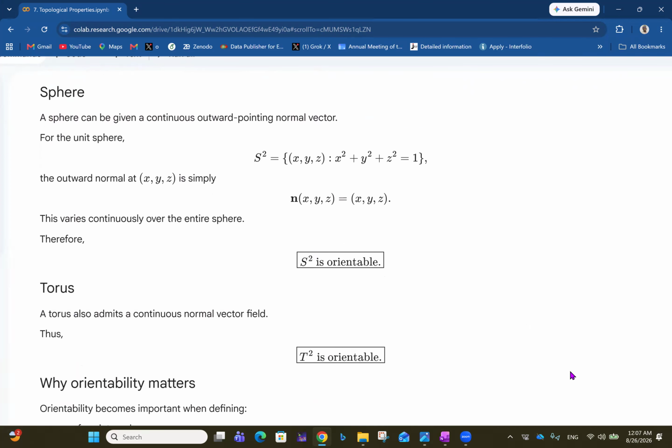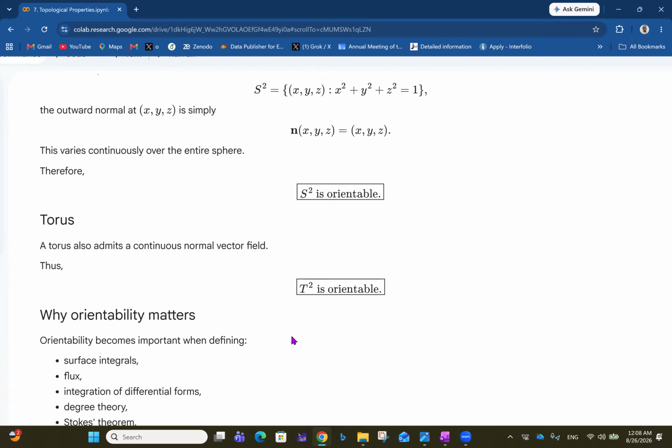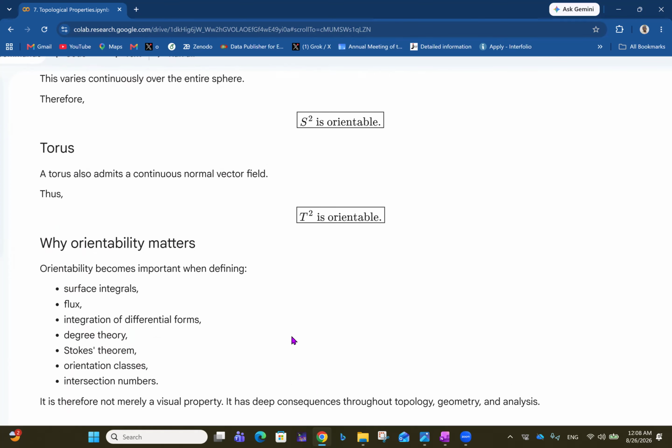Then we talk about a sphere. A sphere can be given a continuous outward-pointing normal vector. For the unit sphere, we have this formula like we've been seeing. The outward normal at (x, y, z) is simply (x, y, z) itself. So this varies continuously over the entire sphere. Therefore, S² is orientable. A torus also admits a continuous normal vector field, so you can keep moving around the torus. Thus T² is also orientable.